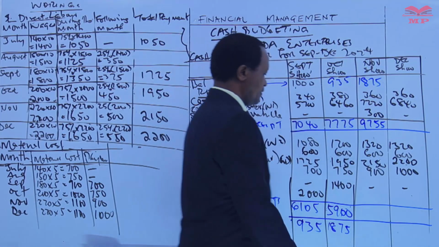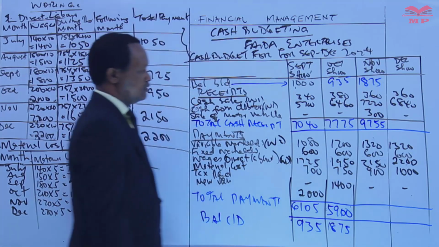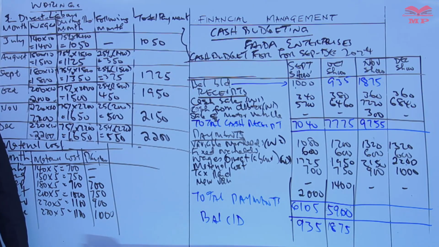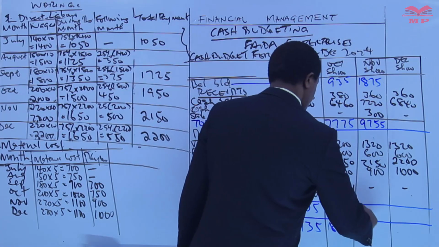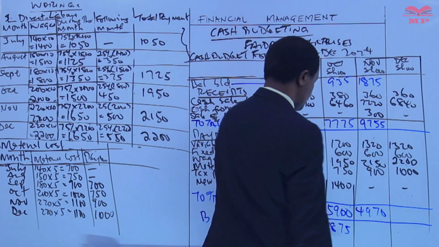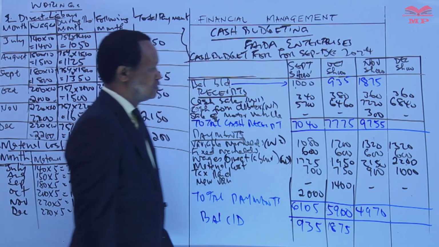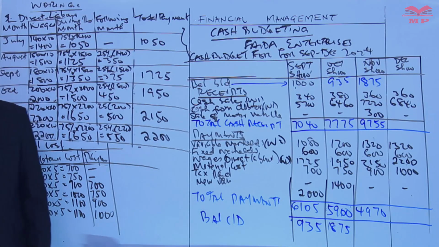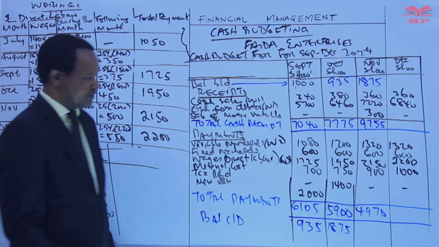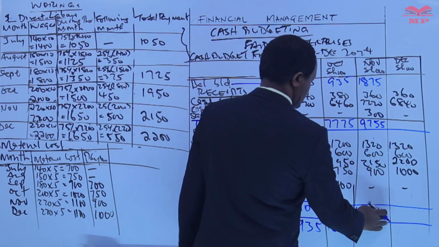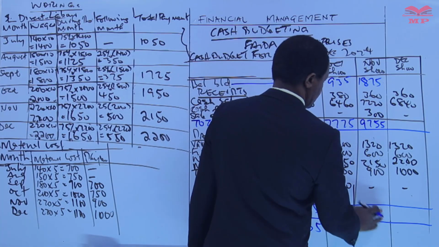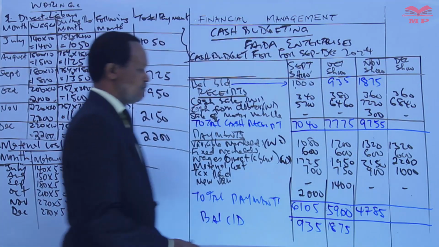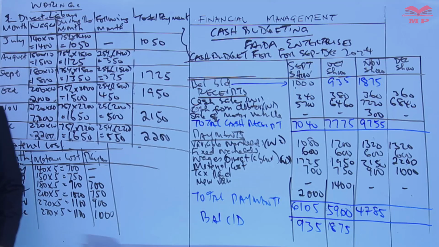97.55. Total receipts November. 49.70. What is the balance carried down? 49.70 deduct from 97.55. 47.85. Which one is the right figure? Give me the balance.